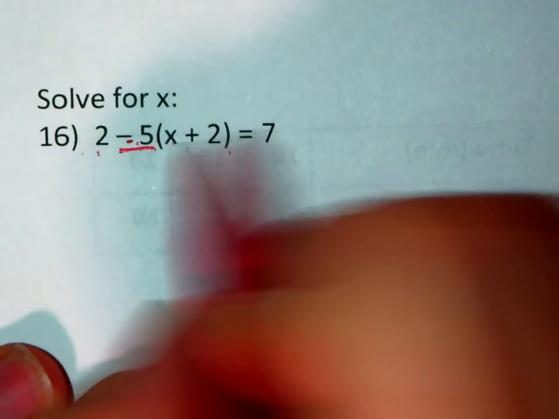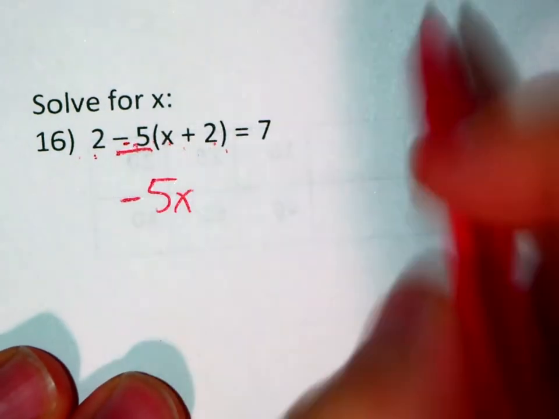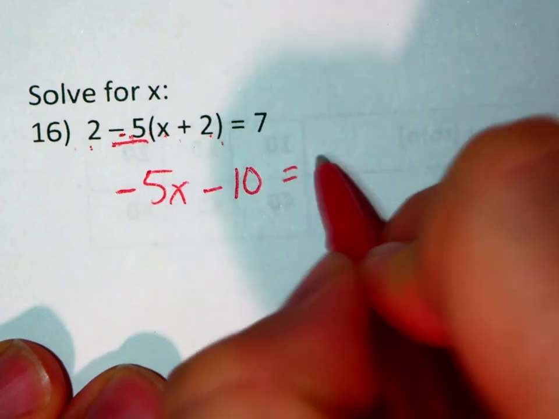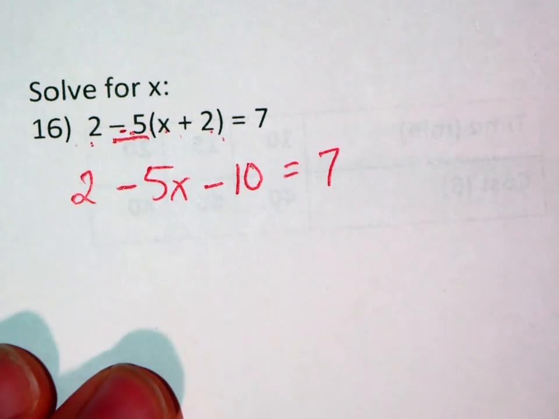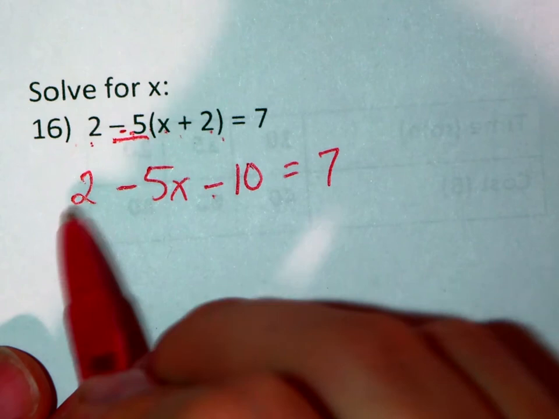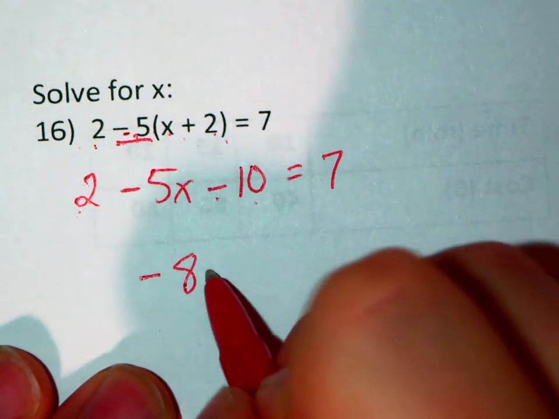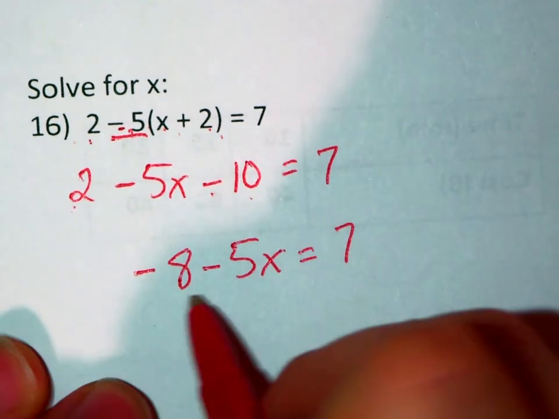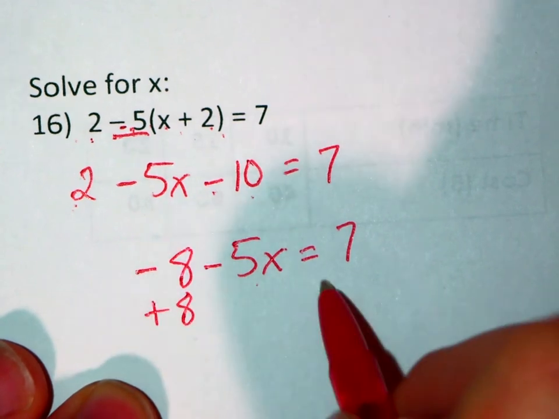So negative 5 times x would be negative 5x. Negative 5 times 2 would be minus 10. And don't forget to bring down the 2 because we haven't done anything with it yet. So 2 minus 10, because we're combining like terms. These are both constants. 2 minus 10 is negative 8. Haven't done anything with the minus 5x yet. Equals 7. In order to get x by itself, I need to add 8 to both sides.